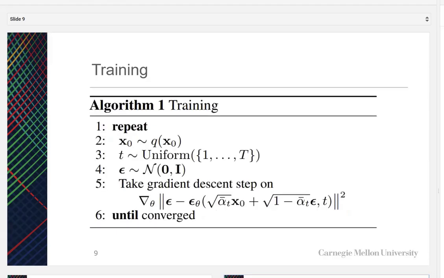Now for the algorithm, we start with a sample from our data set, which could be an image or audio, and we add some noise to it. Then you pass the noisy image into your model and predict the noise that was added. Then you try to minimize the distance between that and the actual noise, and you keep repeating this process until the model converges.